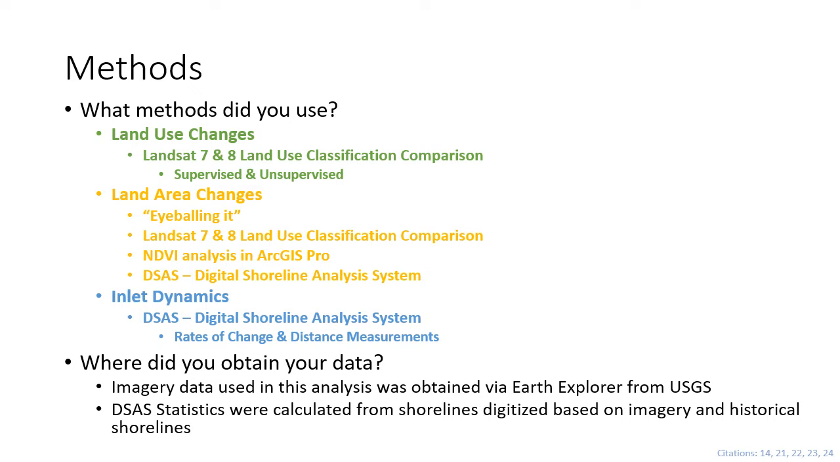Here's a quick overview of the methods I used to assess land use change, land area change, and inlet dynamics. I used ArcPro imagery analysis to compare Landsat 7 and Landsat 8 images from the years 2000 and 2020, respectively. For land area changes, I also found it helpful to do an NDVI, normalized difference vegetation index calculation. For inlet dynamics and shoreline analysis near Oregon Inlet, I used a USGS tool called Digital Shoreline Analysis System, DSAS, in ArcMap. As you can see, there was some overlap of methods, and the data sources were all pretty consistent. I used Landsat imagery obtained via Earth Explorer and USGS, and the DSAS tool is also from USGS.